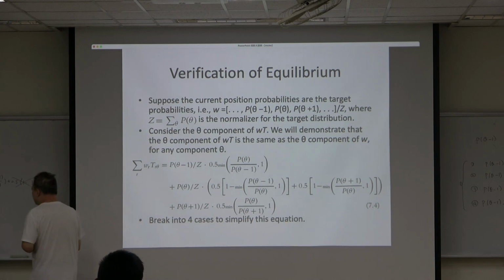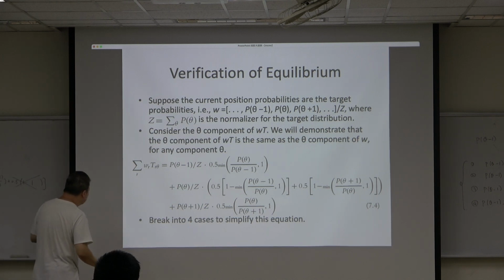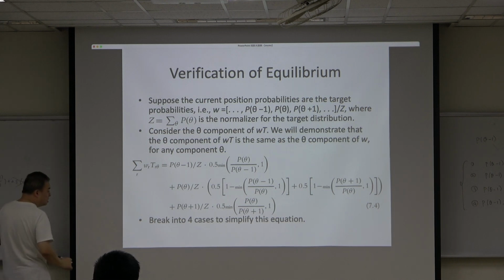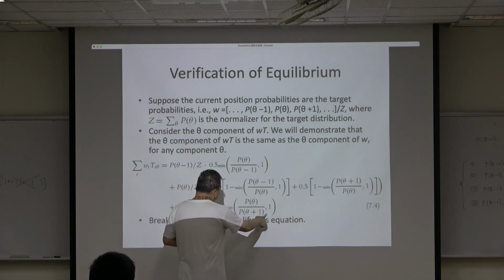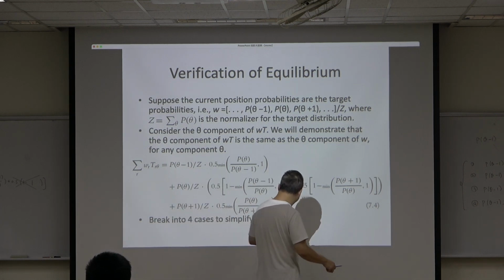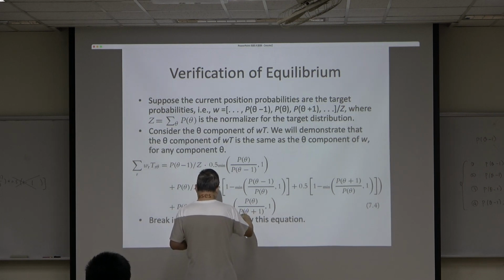And then plus P of theta plus 1 divided by z, times 0.5, times the term with P of theta and P of theta plus 1. We know P of theta plus 1 is bigger in the first case, so this term is going to be smaller than 1. So we are going to take this.